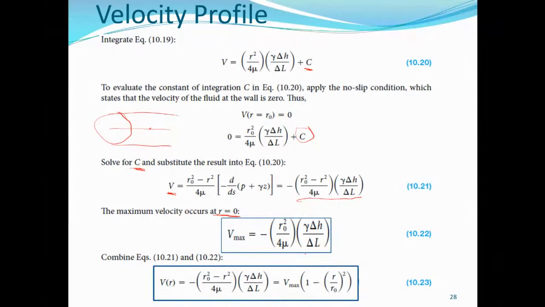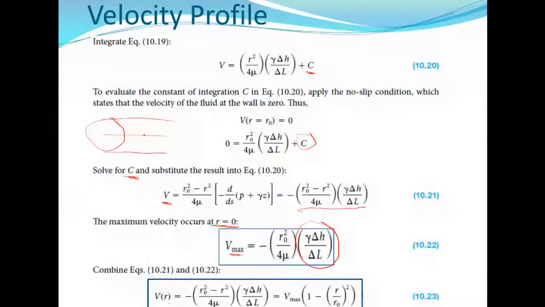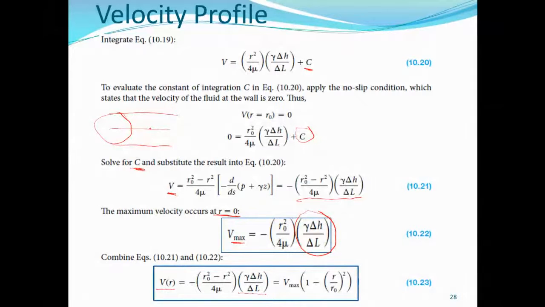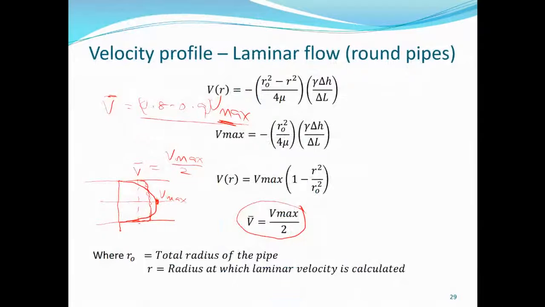If you look at it very well, this is V and this is V max. What is common in this case is this. So we can go back. This is V_r. We can remove this and substitute V max at this point here. So we have V_r equals V max times 1 minus r over r naught squared. This is simple substitution.